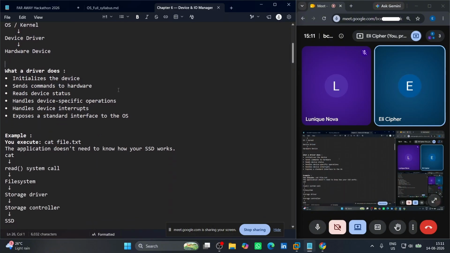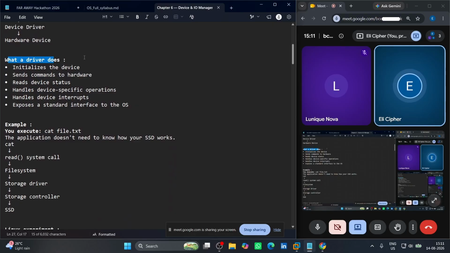So what does a driver actually do? What is the working of the device drivers? It initializes the devices, sends commands to hardware, reads device status, handles device-specific operations, handles device interrupts, and exposes a standard interface to the user. All the maintenance and connection which the OS needs to establish with the specific hardware is provided by the device drivers.